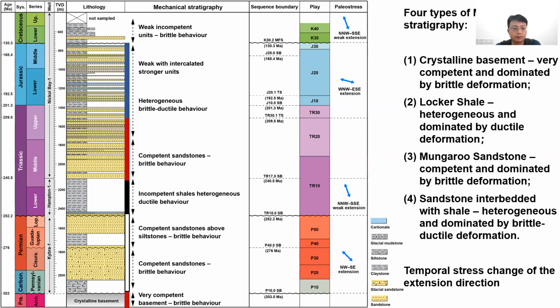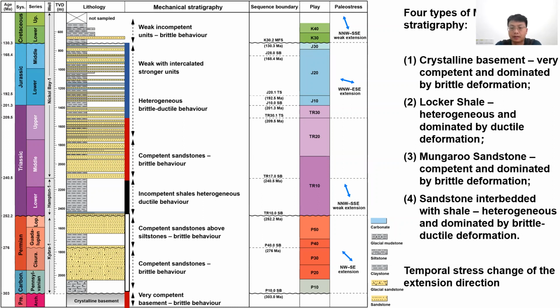three representative wells to show the lithologies of this area, and we divide the stratigraphy into four types. The first one is the crystalline basement at the deep level, which has very competent mechanical properties and is dominated by brittle deformation. On top of that, the widely distributed local shale has heterogeneous mechanical properties and is dominated by ductile deformation.